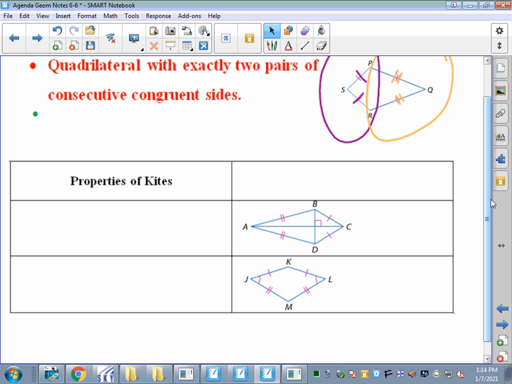The other thing about this is that the opposite sides are not congruent or parallel. Be careful. Don't fall into our trap of parallelograms. The opposite sides are not congruent. They are not parallel. They are not related to each other. The only relationship we've got is the two pairs of congruent consecutive sides. So just be careful. All right, there are a couple of cool things, though, that fall in here.